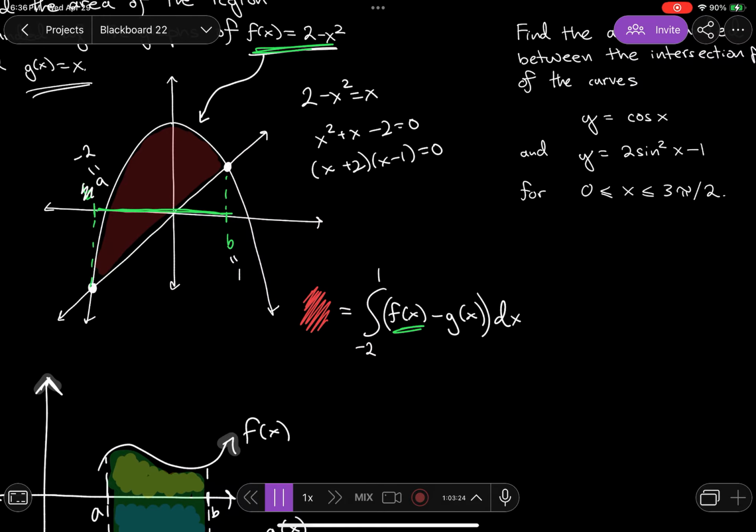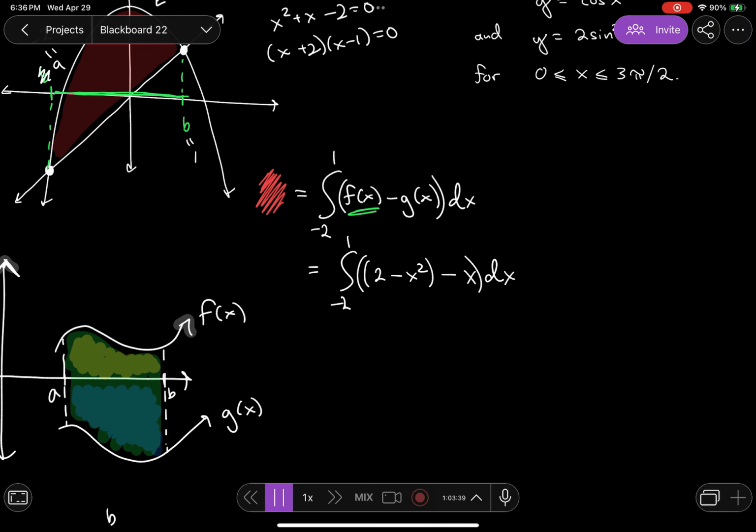All right. So this is the same thing as the integral from negative 2 to 1 of, what is my f of x? This is going to be 2 minus x squared minus my g of x, which is just x dx. And of course, this is the same thing as the integral from negative 2 to 1 of 2 minus x squared. You do not need to unnecessarily use the commutative property like I just did, but that's going to get your answer.